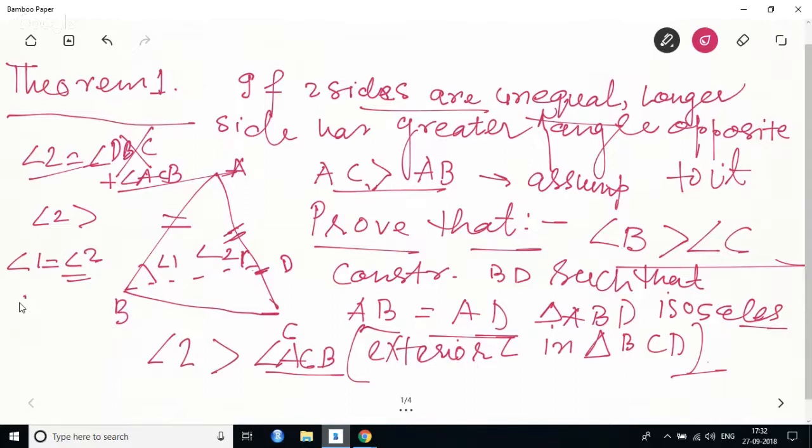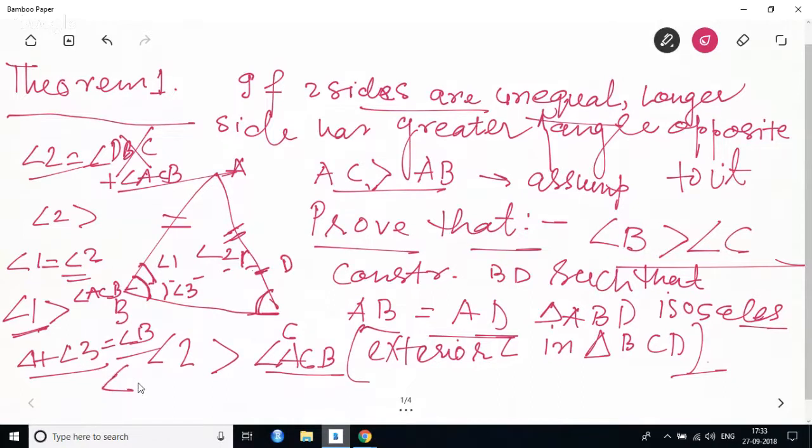So it also means that angle 1 is equal to angle ACB. Now look at here, this angle 1 is only part of this angle B. So angle 1 plus this angle 3 is equal to angle B. So if 1 only is greater than this C, so 1 plus 3 would obviously be greater than this C. So that's why I am saying that angle B would be greater than angle C.